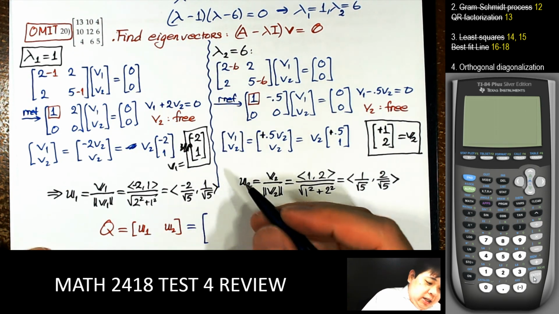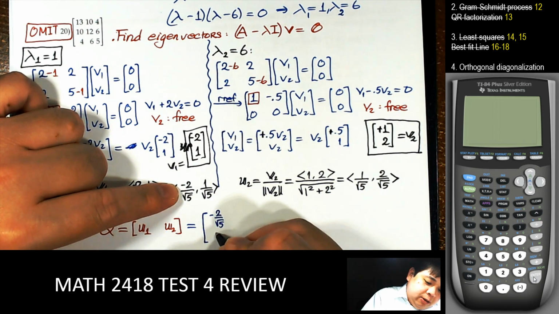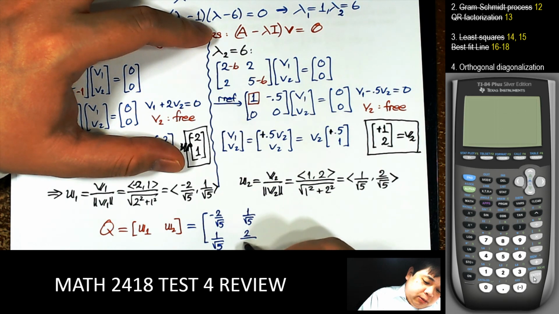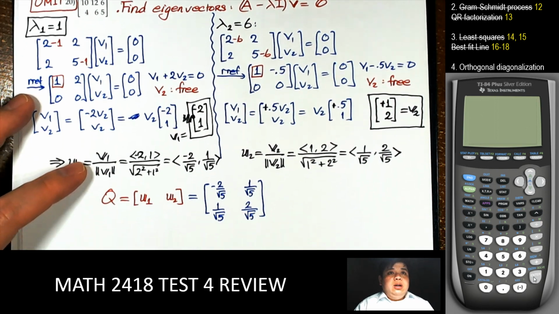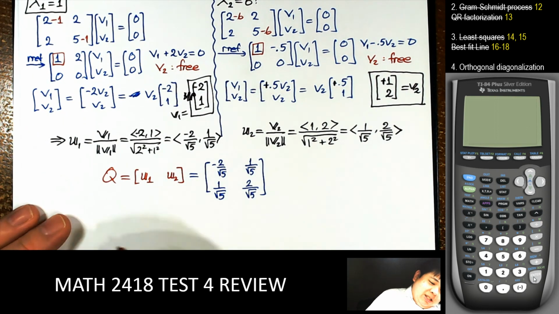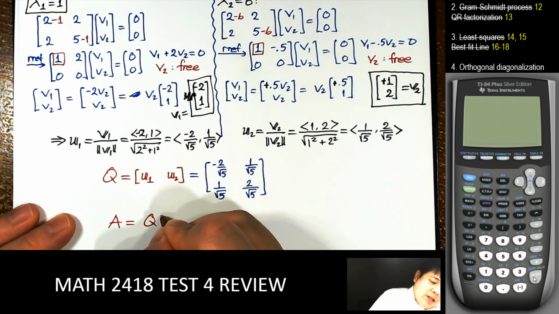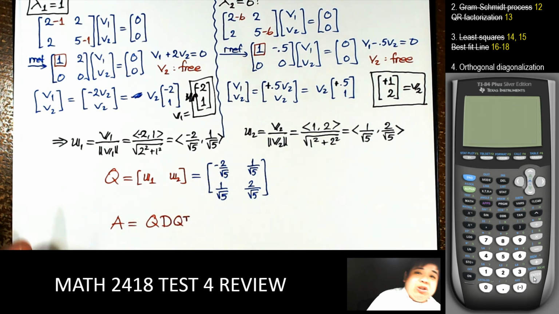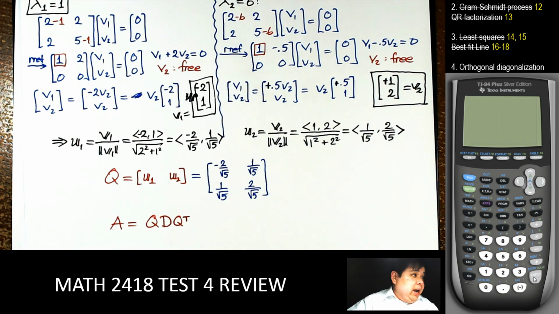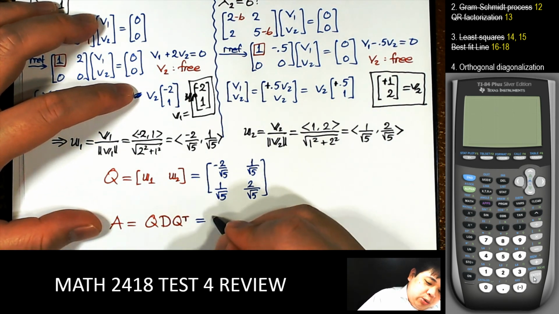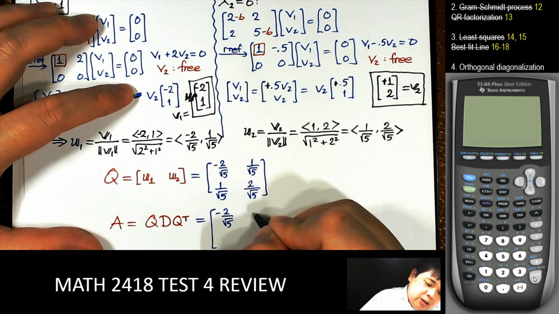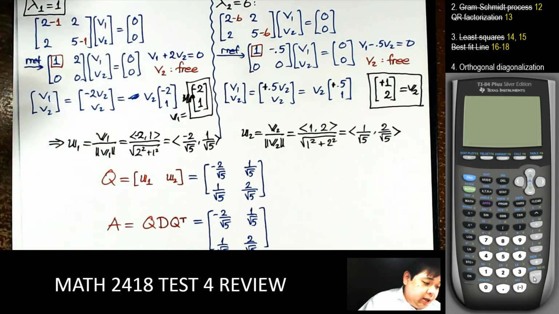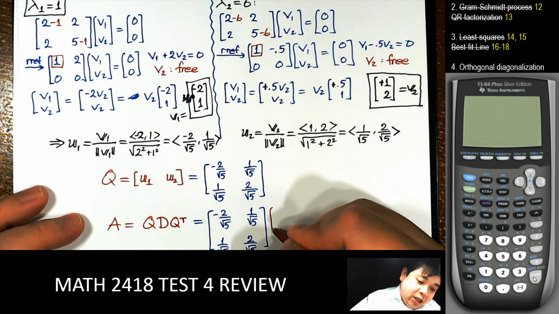So we're going to put together U1, and I put that in the column. And then U2. And then we put it all together. A equals Q D Q transpose. We could say inverse, but because Q is orthogonal, so just transpose. Right, and then we can say Q is this matrix, and then D is the matrix of the eigenvalues. It is a diagonal matrix.